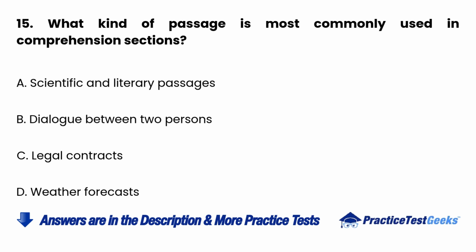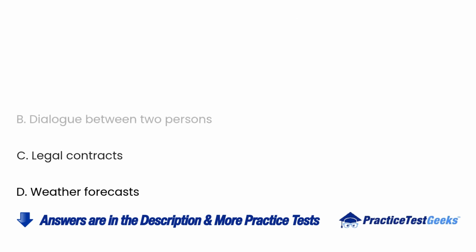15. What kind of passage is most commonly used in comprehension sections? A. Scientific and literary passages. B. Dialogue between two persons. C. Legal contracts. D. Weather forecasts.